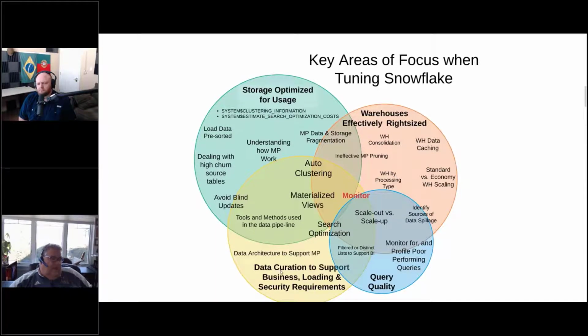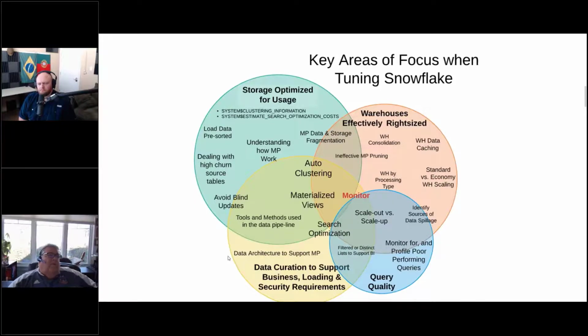The yellow circle is data curation, supporting the business and the loading and security requirements. There are a lot of requirements from the business users, from the consumption side, on what we need to be doing with the data. All of those things we need to know and understand when we're focusing on tuning in Snowflake.